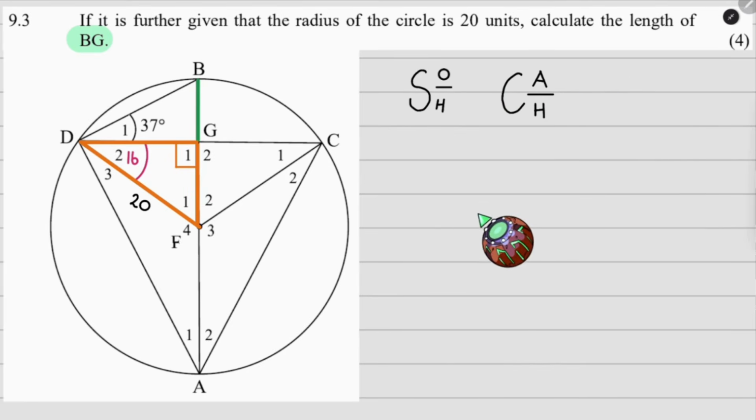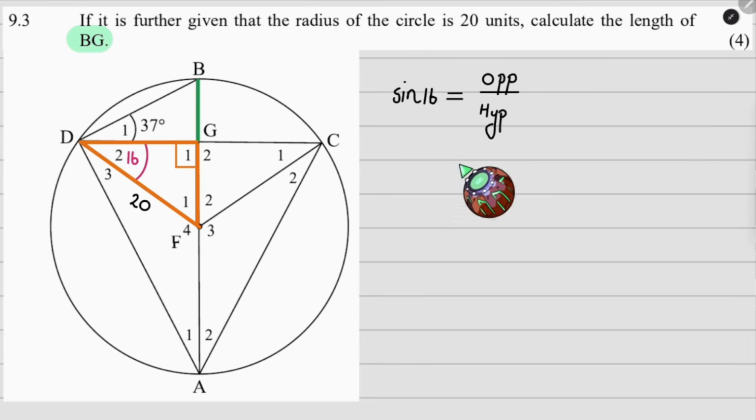And now I'm going to analyze what I want. I want the side FG, which is opposite to the angle. So I want opposite in the mix, so we're going to be using sine. So we're going to start this process off by saying sine of 16 degrees equals the opposite side, which is GF. So we'll go ahead and change that to GF. And the hypotenuse of that triangle is 20. So let's change the hypotenuse to 20.